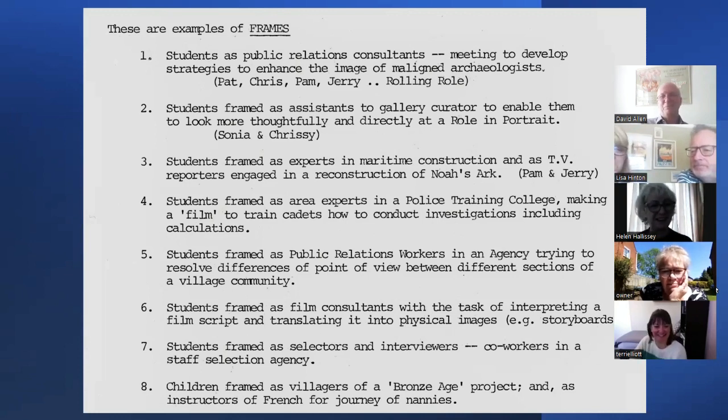Students framed as area experts in a police training college making a film to train cadets. Is that press, do we think? Or is it artists making a film? I was going to say artists because they're doing two things there really. They're making a film, but they also have to reconstruct investigations, don't they? The minute investigations in detail. So again, that could be agents, I think. And if they're experts, are they not also authorities?